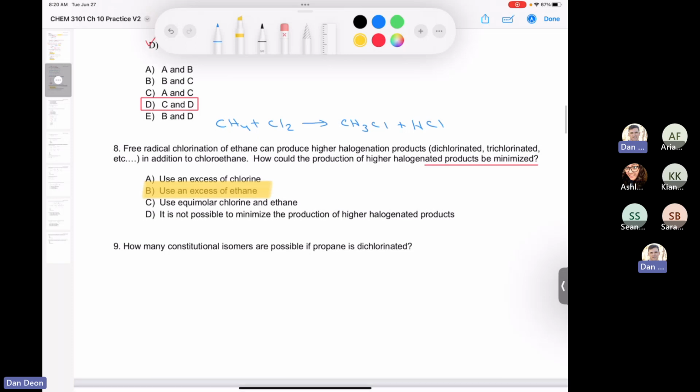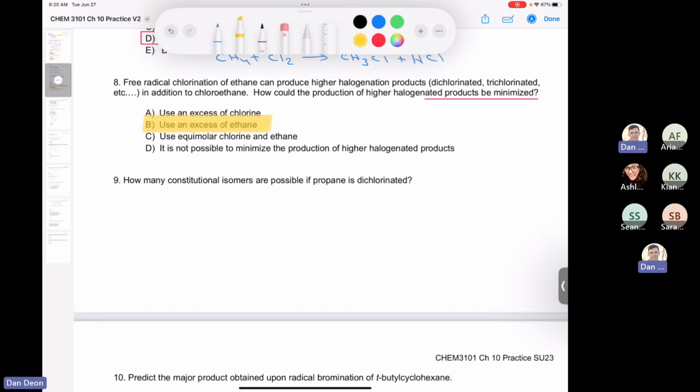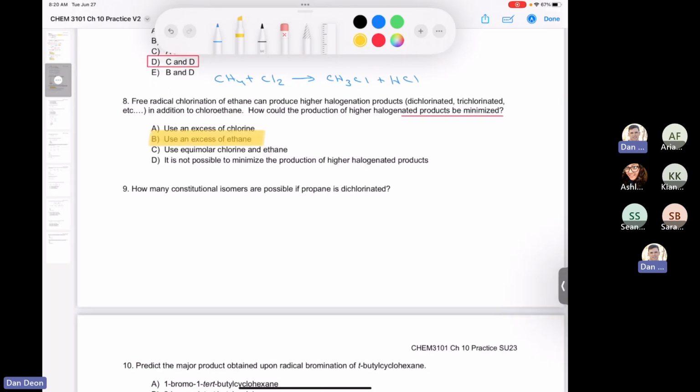All right. Number 9. I'm not wild about questions like this, but let's try it anyhow. It says, how many constitutional isomers are possible if propane is dichlorinated? So let's take propane and we treat it with some chlorine, and we shine some light on it. How many possible dichlorinated products could we have? I'll just start with 4 and see where that takes me.